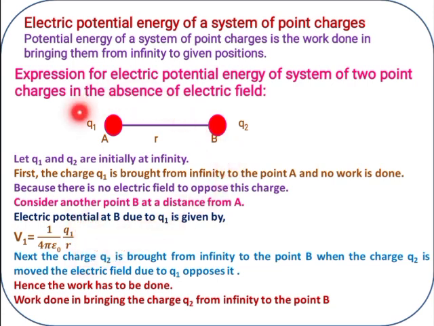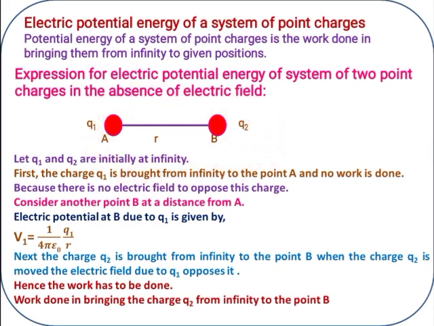At point A, in this case, work done is 0. Again, if we bring one more charge from infinity and fix that point charge at B, then there is work done. That charge is denoted by Q2, because there is an electric field in the presence of the charge Q1. I hope you understood the diagram properly.